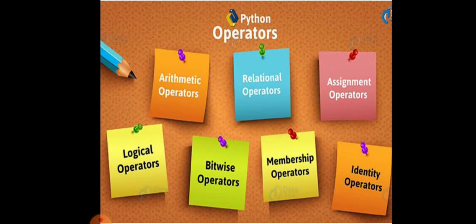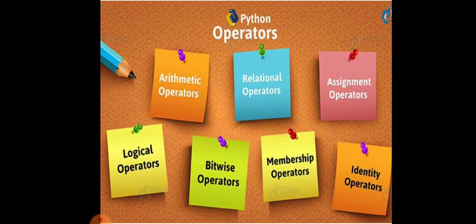Now we have Python operators. As we know, operators are the symbols which are used to operate upon the operands. Suppose we have an expression a plus b. Here plus is an operator and a and b are the operands. So we can say that an operator is a symbol which is used to perform operations on operands. In Python we have various types of operators.